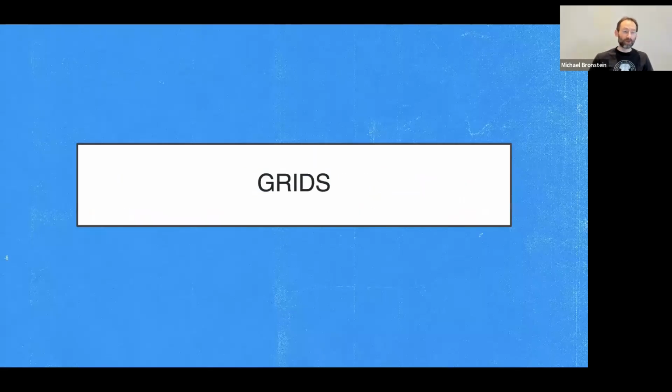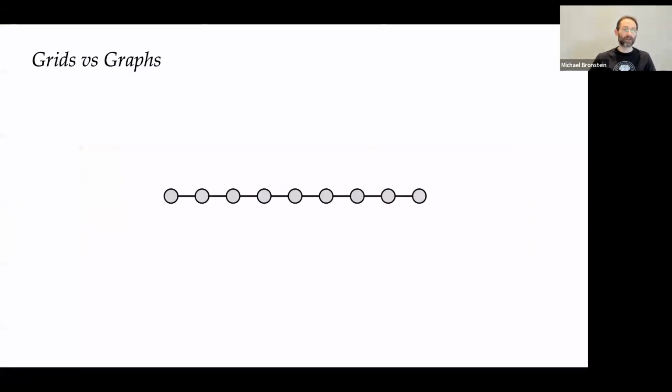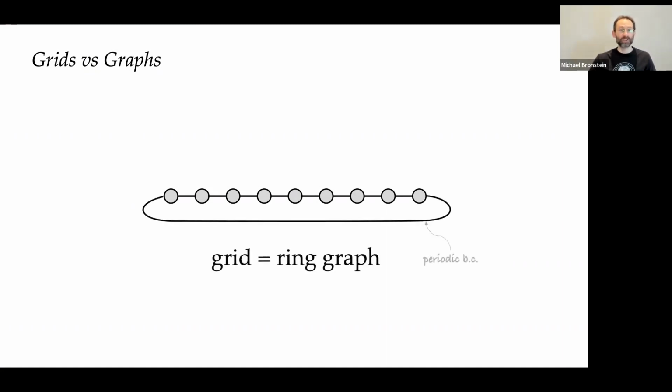So let me now move to grids, and grids are essentially a particular case of graphs, but they have more structure, and therefore they give rise to probably more recognized operations that we all know. So first of all, you can see that a grid with periodic boundary condition, where we wrap around things, so we connect the last node to the first node, is what is called the ring graph.